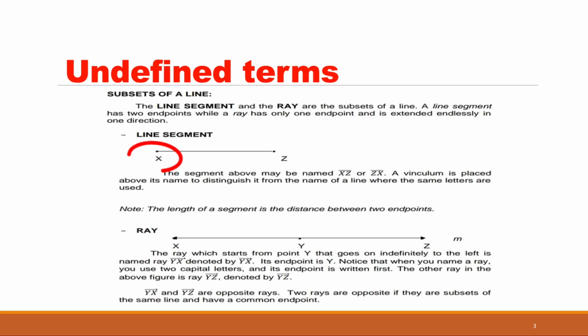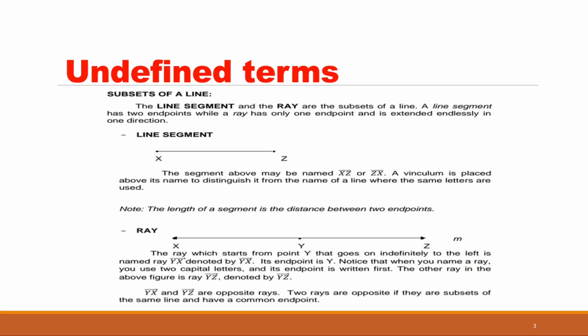We have point X and point Z. So two endpoints, point X, point Z. You can name that line segment XZ. The segment illustrated may be named line segment XZ or line segment ZX. A vinculum is placed above its name to distinguish it from the name of a line where the same letters are used. Okay, take note. The length of a segment is the distance between two endpoints.